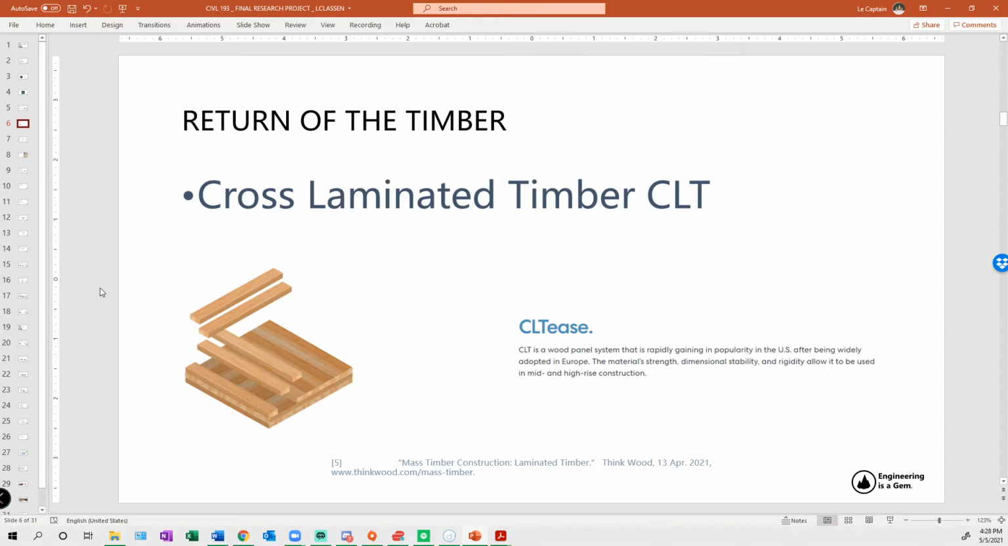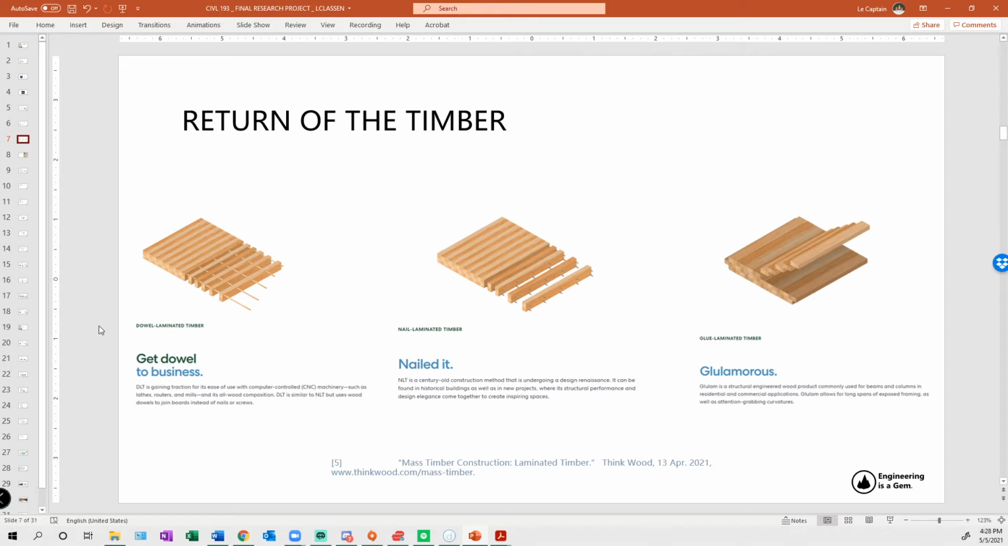Specifically, I would like to draw attention to cross-laminated timber, aka CLT. This is probably one of the more popular structural mass timber elements because the layers, as you can see, are oriented 90 degrees to each other, alternating, which permits the structural element to take both in-plane stresses and out-of-plane stresses relatively well. It should be noted that there are other types of CLT members, dowel laminated, nail laminated, glue laminated, but for the sake of today's conversation, and for most conversations, we'll be focusing on CLT.